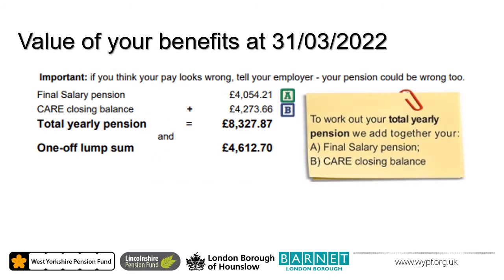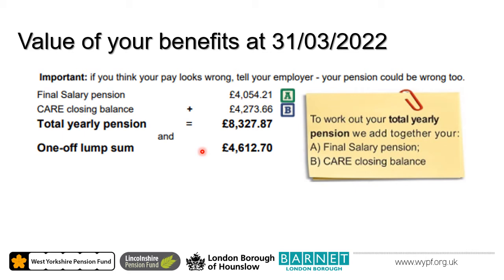We then add those two figures together for you, your total final salary benefits and your total care benefits. So as at the 31st of March 2022, the pension this member has built up is £8,327.87, with a one-off lump sum of £4,612.70.